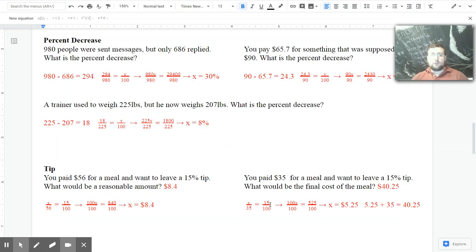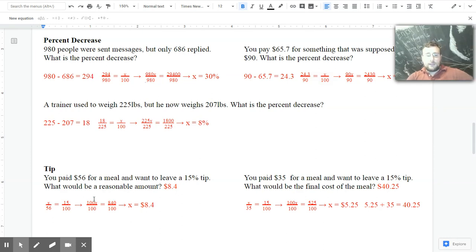Okay, so here are the solutions for the tip problems. The first one is 8.4. You're just looking for the tip. Remember, I'm not really doing diagrams for all of these, but it is helpful to do diagrams to help you visualize what's going on. But basically, I just went straight to this is/of setup. I start with 100 on the bottom right, and then I put the percentage on the top. And the percentage here is 15%. Now I know the original value is 56, and I'm looking for the part, so I put x there.